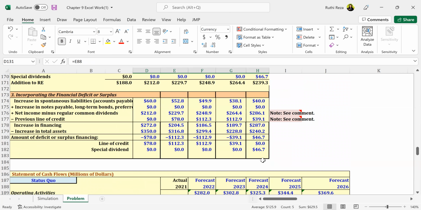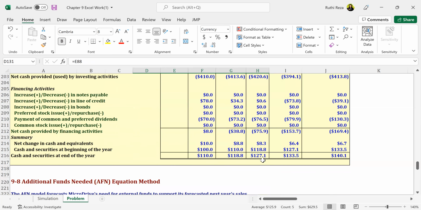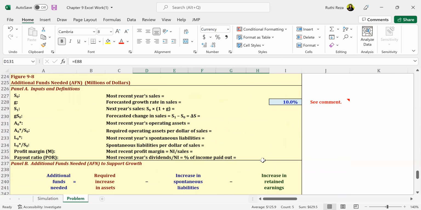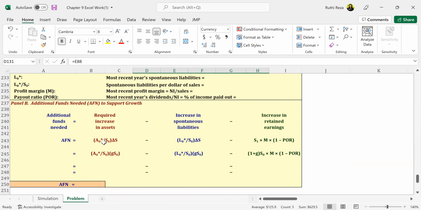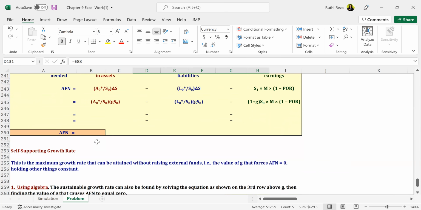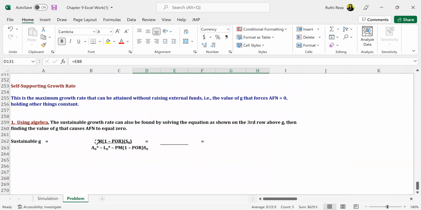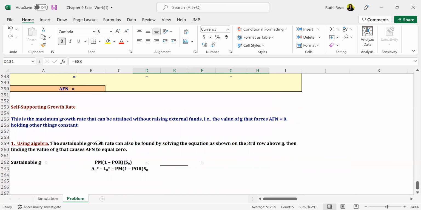All right. So that's all for this video. In our next video, we are going to calculate additional financing need based on the additional financing need formula. Then we are going to also calculate our sustainable growth rate. Then we are going to run sensitivity and simulation test for our net profit.